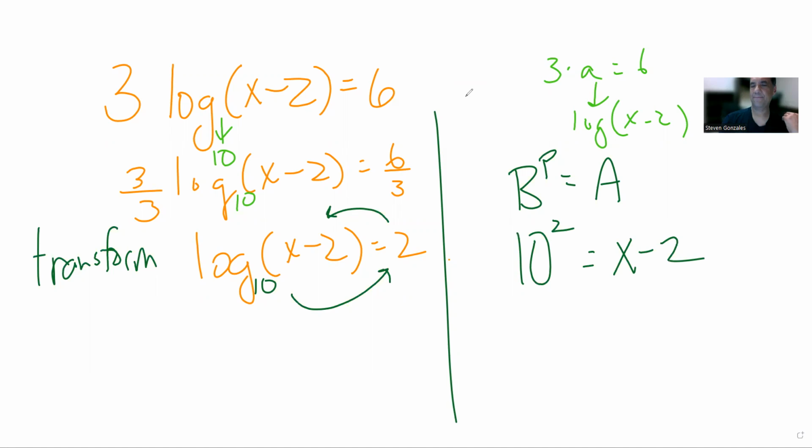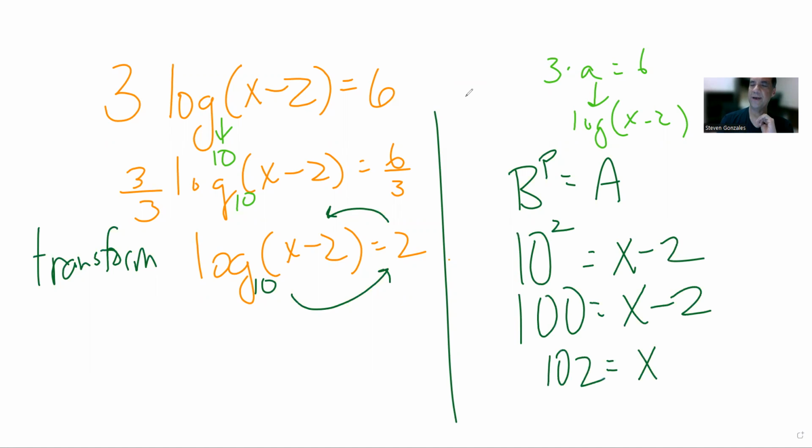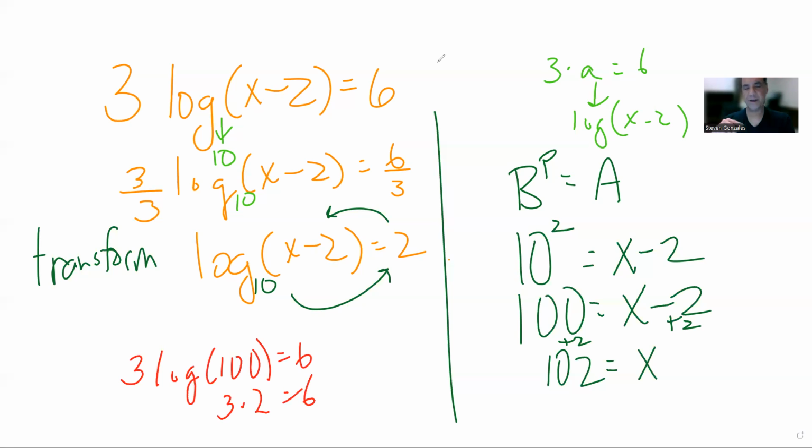After you arrive at that, go ahead and do the simplifying. 10 squared is 100. And then if x minus 2 is 100, we'll add 2 to both sides, and x is 102. Make sure you are careful with what you're doing. To check and make sure we're right, 3 times log of 100 is 6. And 3 times 2 is 6, because your calculator will tell you that log of 100 is 2. So we know that this equation is correct.